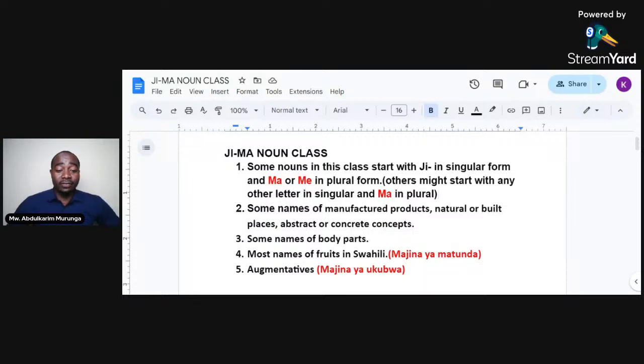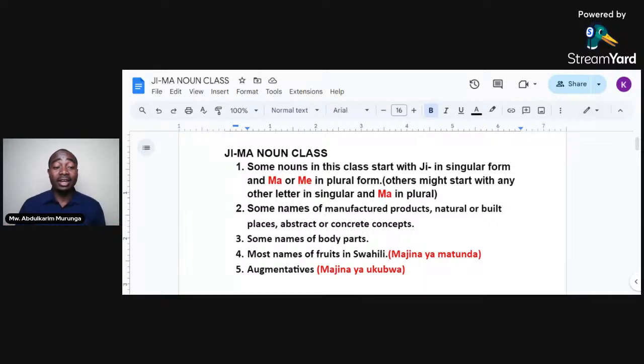Okay, one characteristic of these nouns is some nouns in this class start with G in singular form and ma or me in plural form. In your introduction to Swahili class, maybe you have encountered this word, jina. Jina langu ni Abdul Karim. Jina langu ni Katia, ndio. So jina is in this Jima class. And if there are many, the names, we say majina, names, majina.